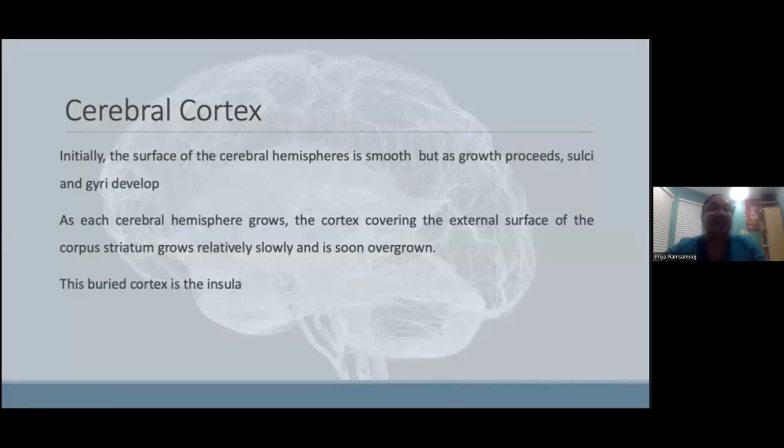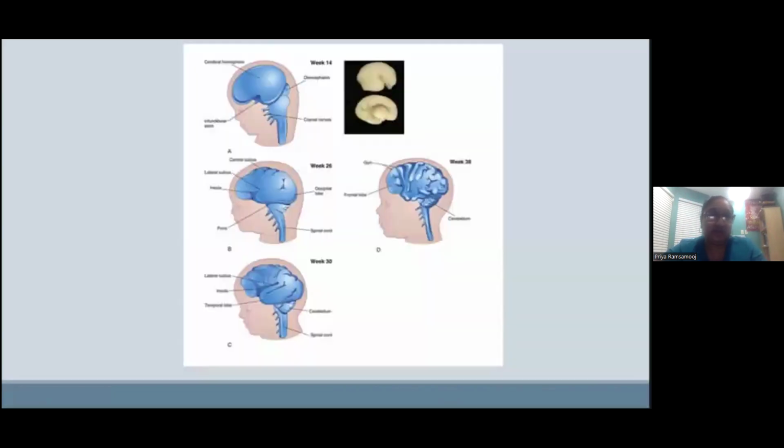cortex. And then as each cerebral hemisphere grows, the cortex covering the external surface of the corpus striatum grows relatively slowly, but it soon becomes overgrown. And when that happens, you're going to have a buried cortex, which is hidden from view in the depths of the lateral sulcus of the cerebral hemisphere, and is known as the insula. One important takeaway also is that these sulci and gyri permit a considerable increase in the surface area of the cerebral cortex without requiring an extensive increase in the size of the neurocranium per se.